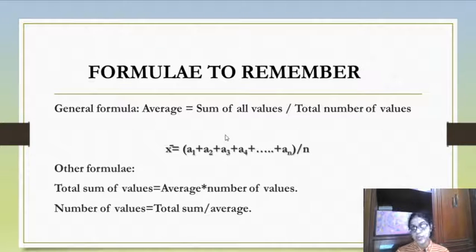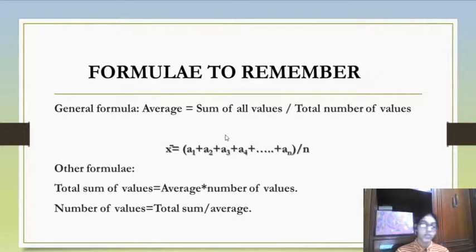And it's not difficult to remember either because again, you're just deriving it from the general formula itself. The second formula too is similar. It's just a rearrangement of the general formula. So the total number of values is essentially the sum of all values, or the total sum, divided by average.